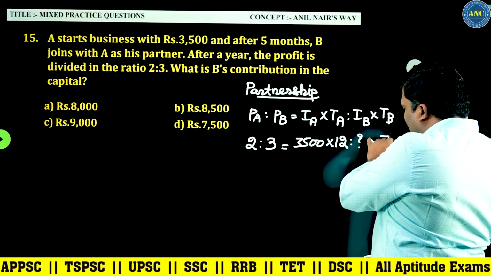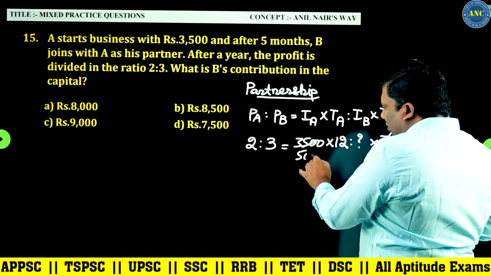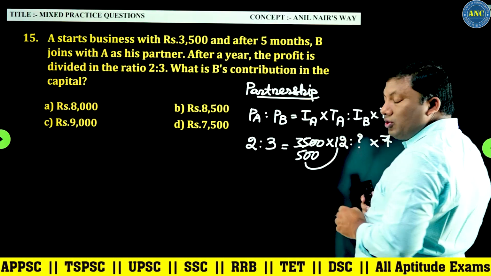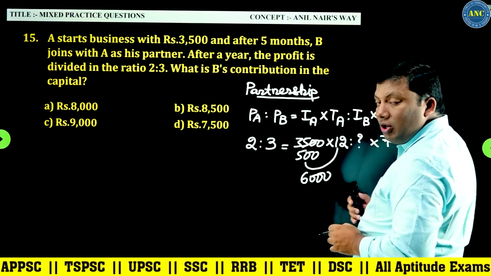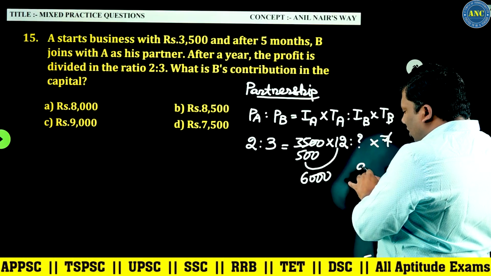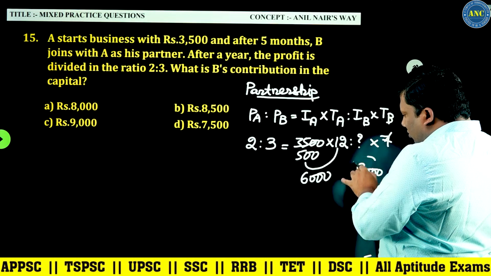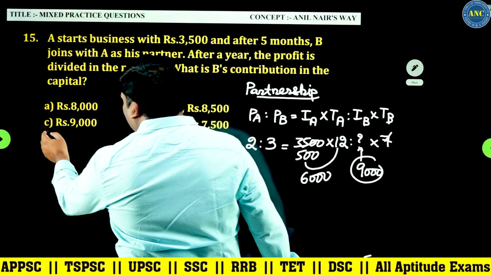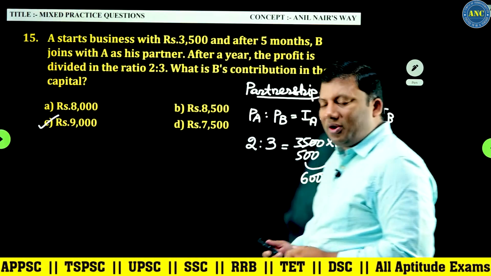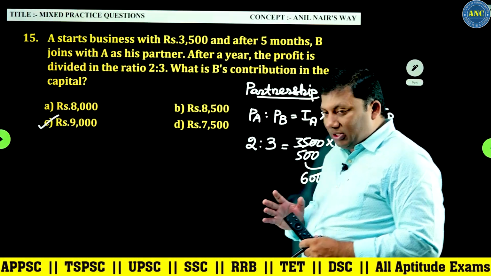Now, if you see here, 7 500s are 3,500. 500 into 12, 6,000. 2 is becoming 6,000. 2 into 3,000. 3 into 3,000 is 9,000. So, question mark value is 9,000. I hope the idea is very much clear.